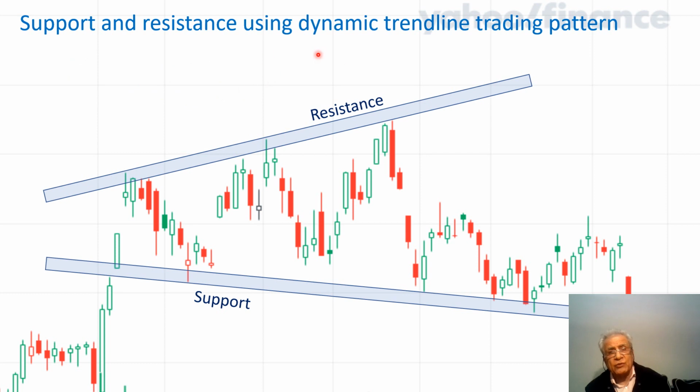This is support and resistance using dynamic trend line trading pattern. I'm going to show you how you draw a trend line in your chart. Here there are 3 or 4 peaks that you connect with this narrow area that's called resistance. And here I connect these 4 troughs with this narrow band, which I call the support line. So the price comes inside and bounces, and finally it breaks the support and goes downward.